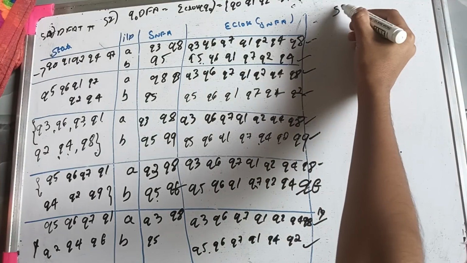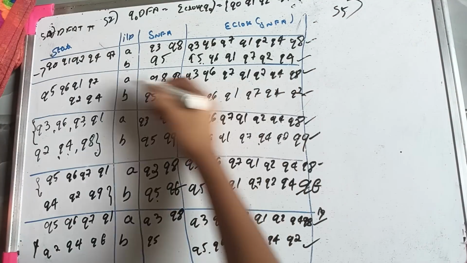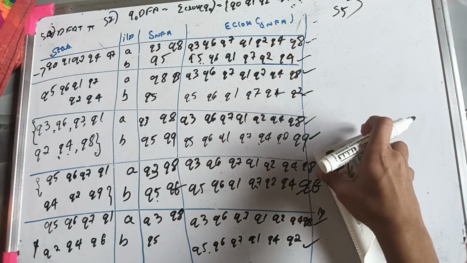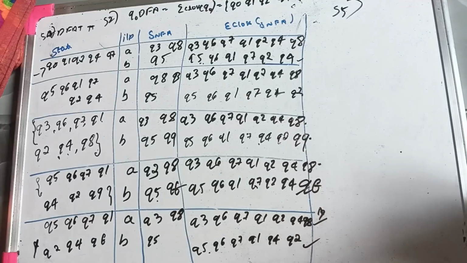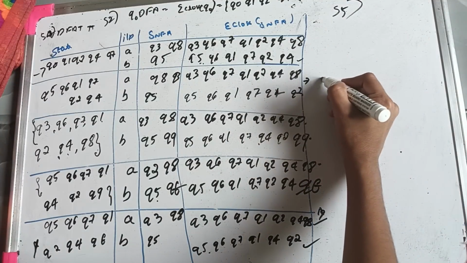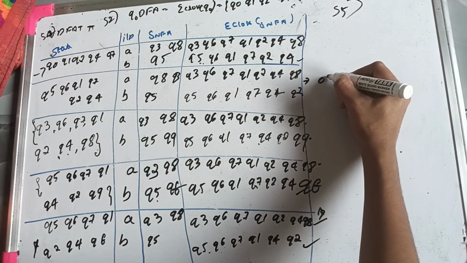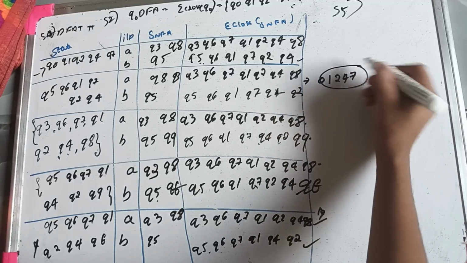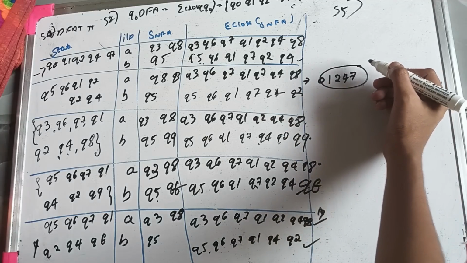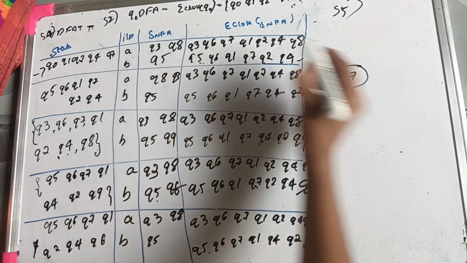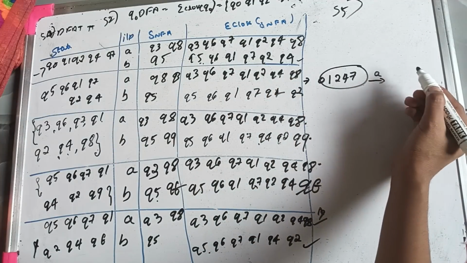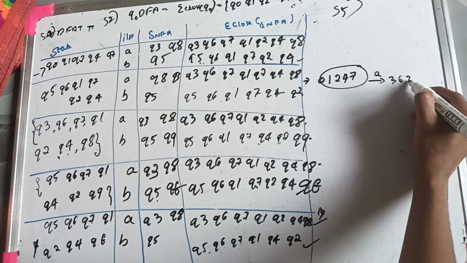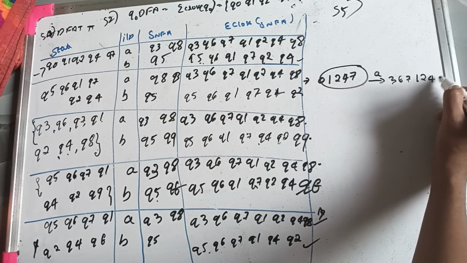Next last step is to write the diagram. Initially I will write zeros only. Okay, here is the start state. Write Q0, Q1. I will write 0, 1, 2, 4, 7. Okay. And from A and B it goes where? From A it goes to 3, 6, 7, 1, 2, 4, 8.